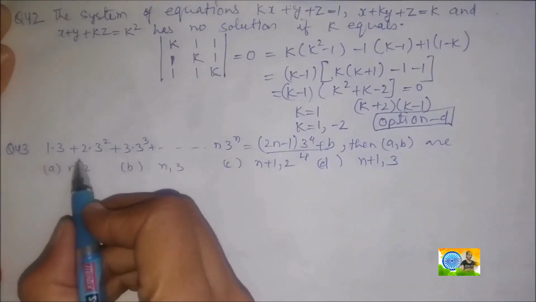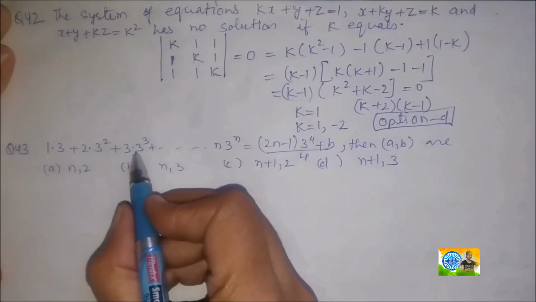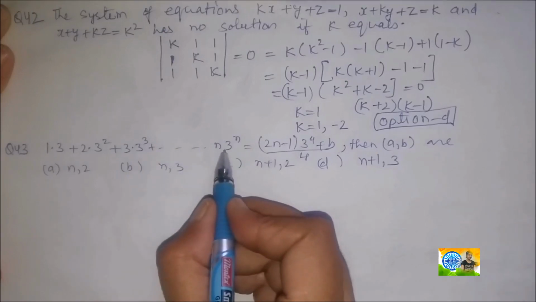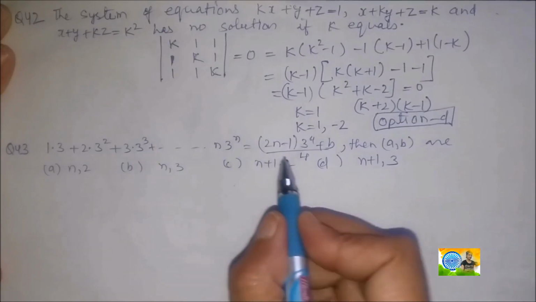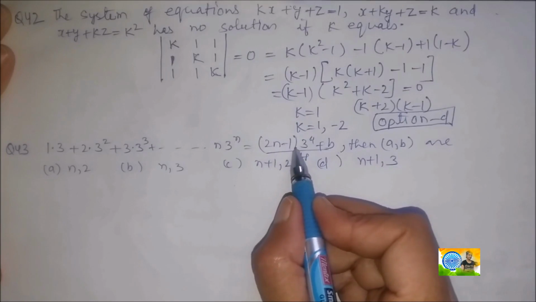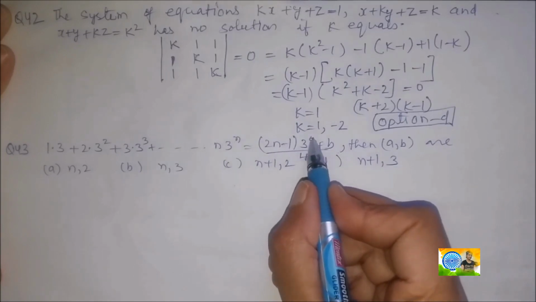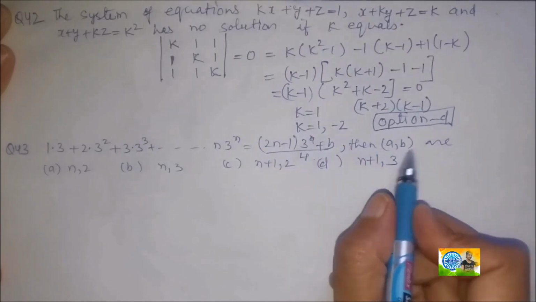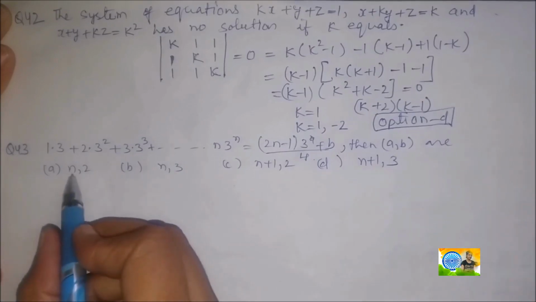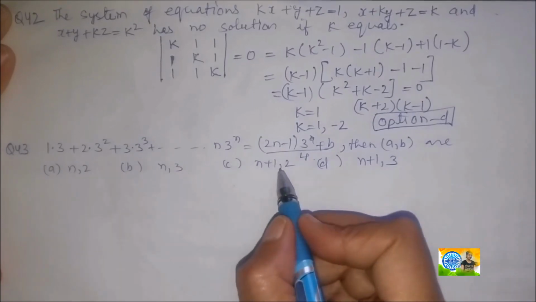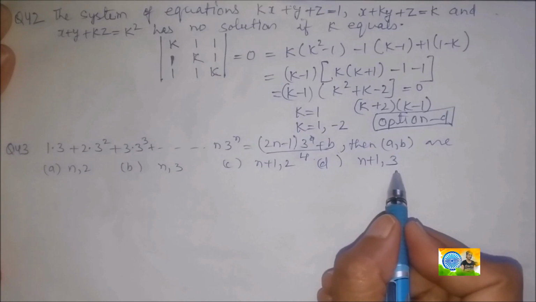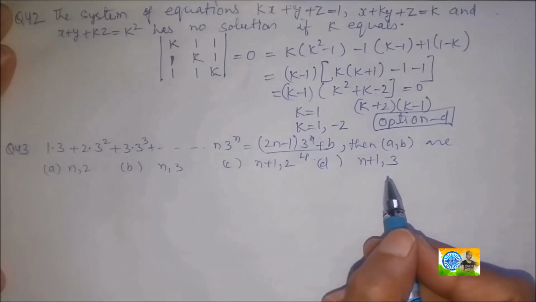1 multiplied by 3 plus 2 into 3 square plus 3 into 3 cube, like this up to n into 3 raised to the power n is equal to (2n minus 1) into 3 raised to the power (a plus b) upon 4, then find a and b. So these are the options: n, 2; n, 3; n plus 1, 2; and n plus 1, 3. Let us solve this question by options.